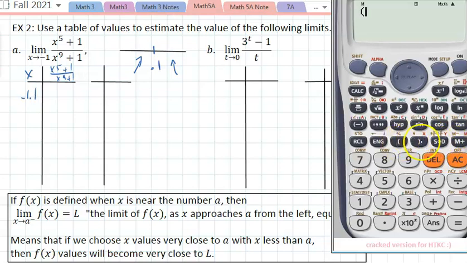Now, if I take parentheses, take the negative 1, which is my answer, and raise it to the 5th power, and add 1 to it. Divided by, take the answer again, and now raise it to the 9th power, and add 1. Oops, there was an error. What was the error?